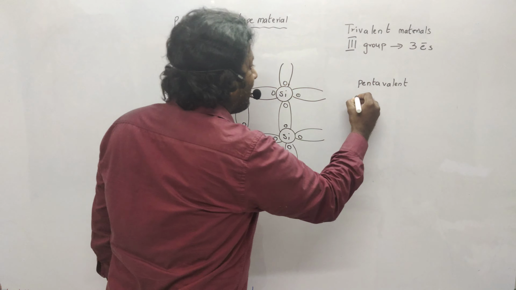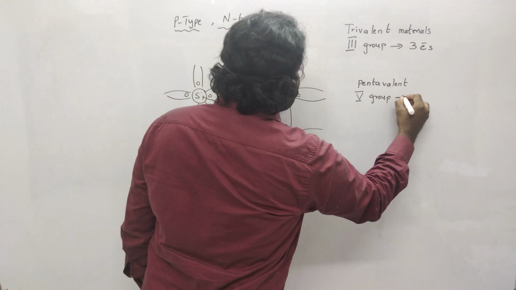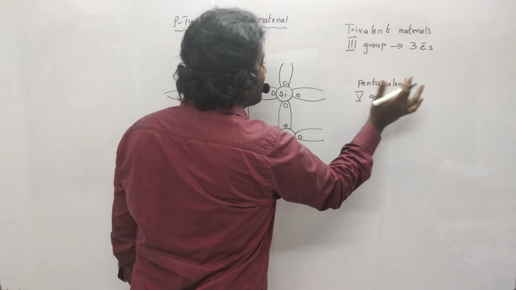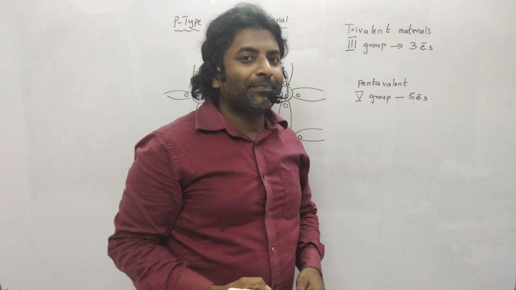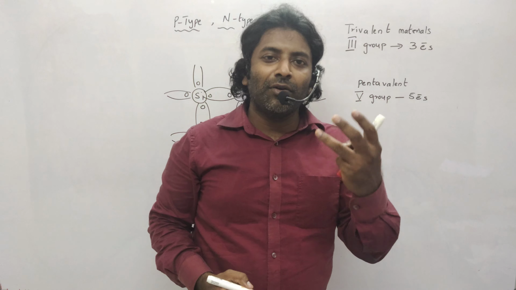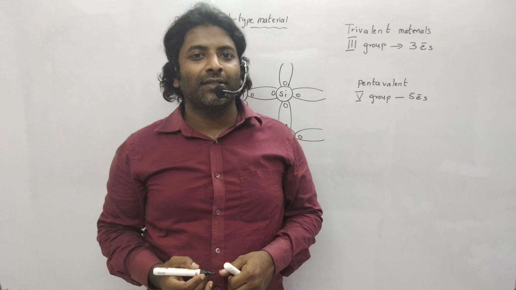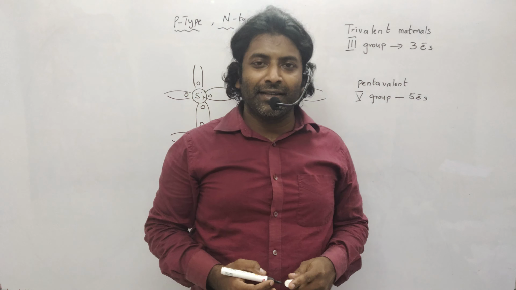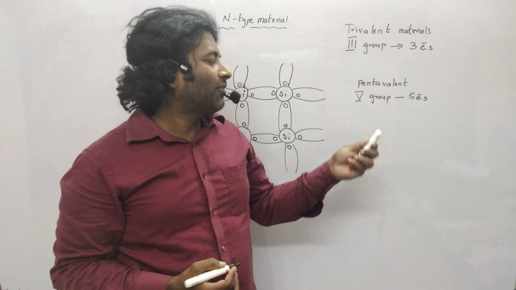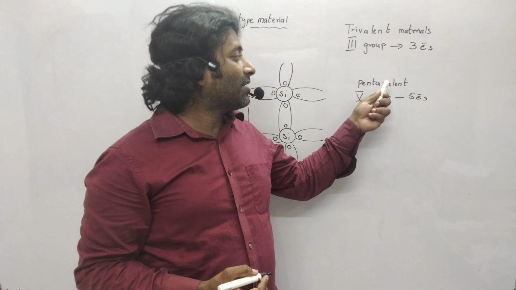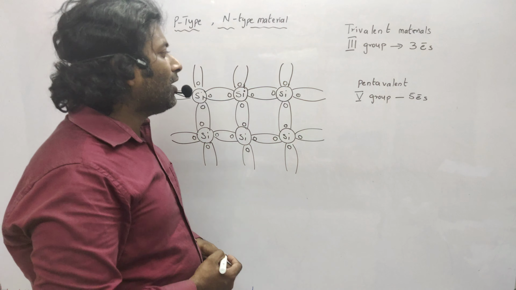Okay. Pentavalent materials belong to the 5th group. Penta means 5 in the valence. So 5 valence electrons are present. That's why these are called pentavalent and these are called trivalent. Trivalent materials will have 3 valence electrons. Pentavalent materials will have 5 valence electrons, and that's why they belong to the 5th group. Okay. Now observe carefully.